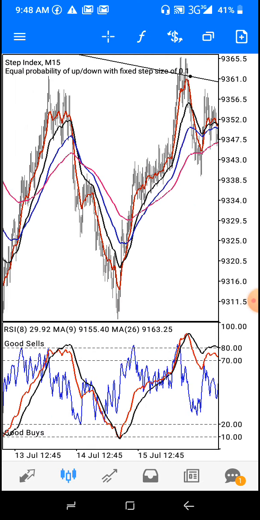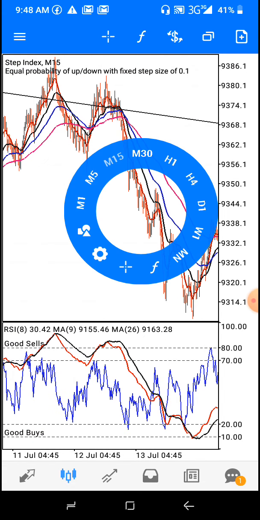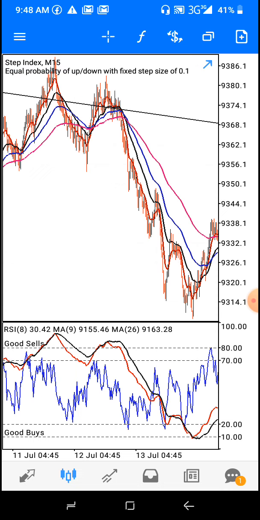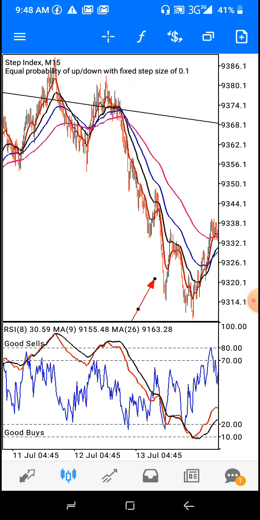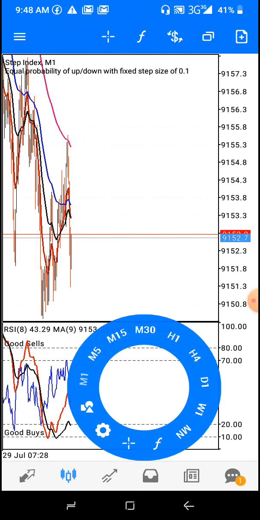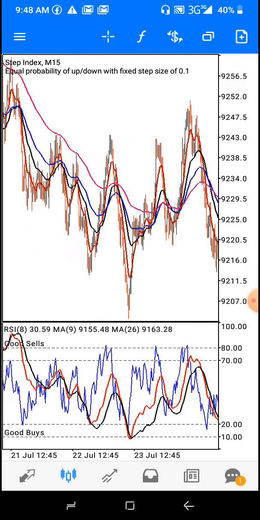So you can see after bouncing up, what happened? We have our moving average crossover. Like in this particular case, you sell all the way to the 20 and the 10 level, then you take your profits. Okay, that's that.